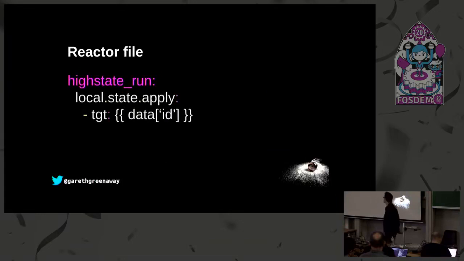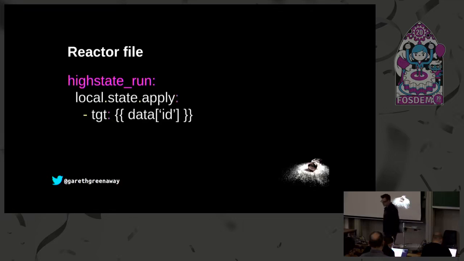And then here's a reactor file. In this case, we want to do a state apply, which is a high state, and we want to run it on the minion that was part of the event that was sent. So that would be the ID. Reactor files have limited access to minimal Jinja context, and grains and pillar are not available.